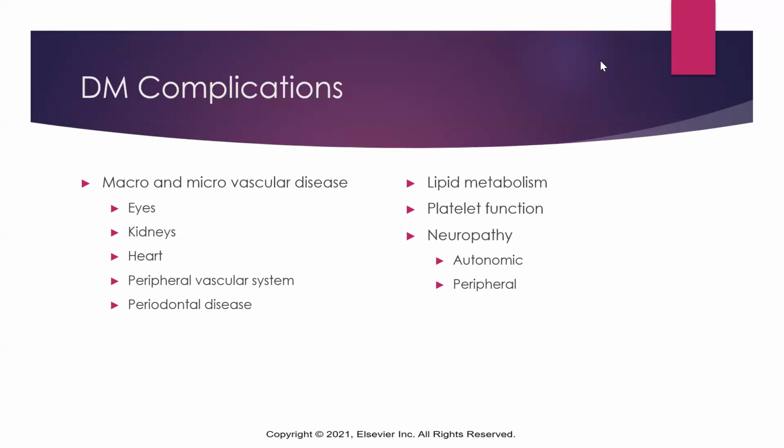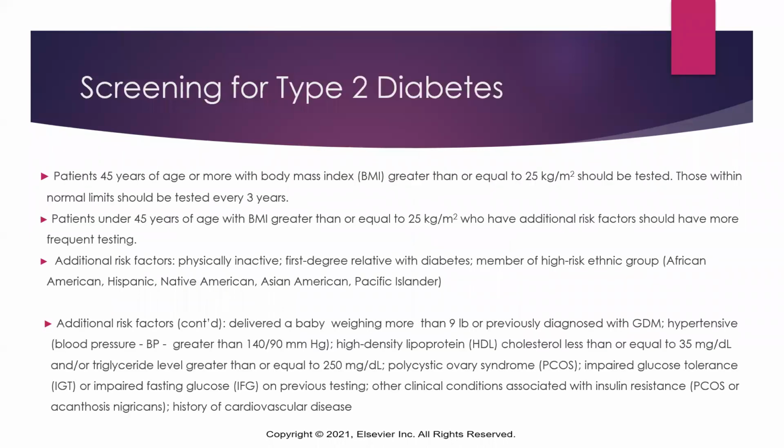So who do I care about screening for diabetes? You're just going to screen everybody? Your clinic is going to be pricey. So here's our screening for type 2 diabetes. If my patient's 45 and they have a BMI greater than or equal to 25, we're going to test them. If they come back normal, I can decrease testing to every 3 years. If they're under 45, but they have a BMI greater than or equal to 25, but they also have additional risk factors, we're going to do more frequent testing. What would be some of those additional risk factors?